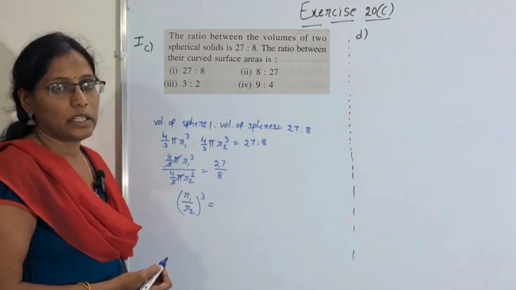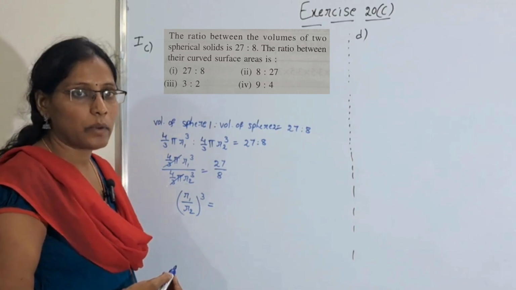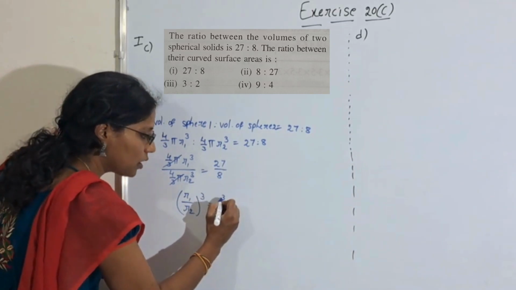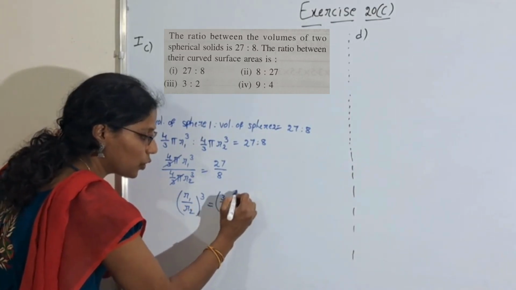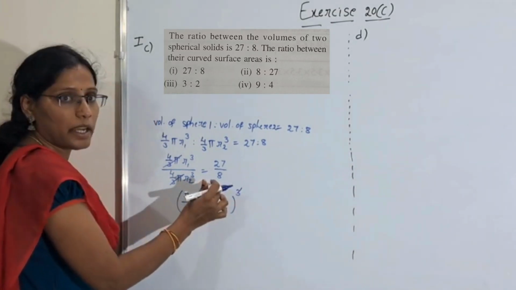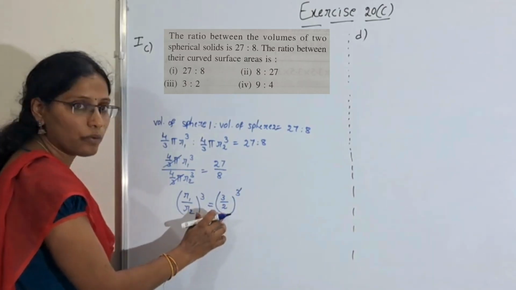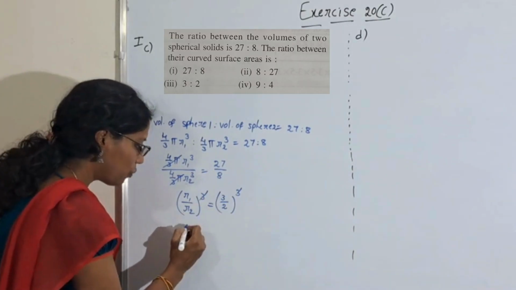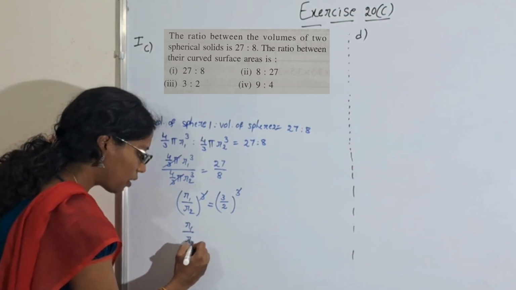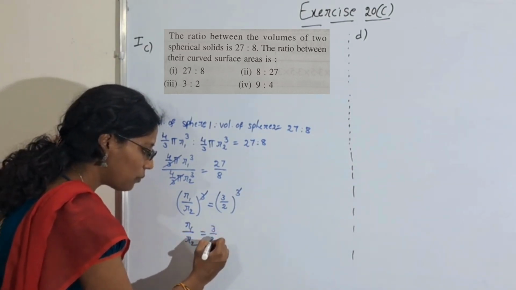Here 27 is a perfect cube, 8 also a perfect cube. How to write? 3 by 2 whole cube. Here 3 3s are 9, 9 3s are 27, 2 2s are 4, 4 2s are 8. Here cube cancel. r1 by r2 is equal to 3 by 2.